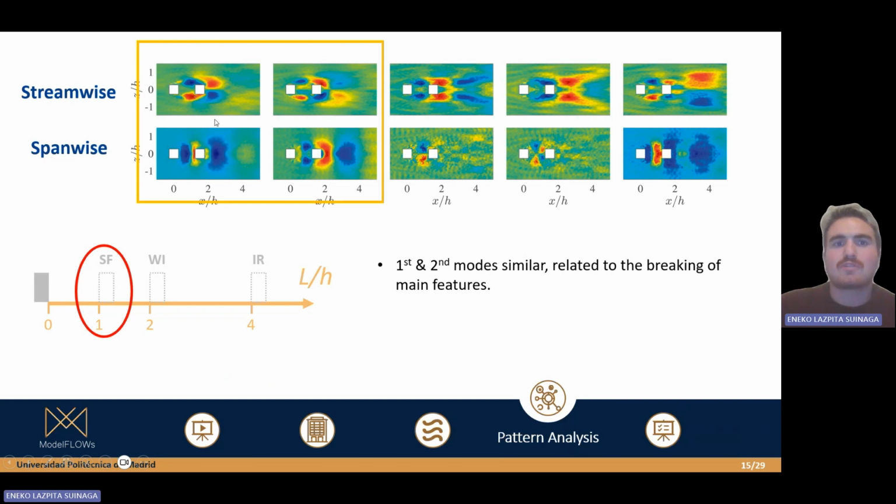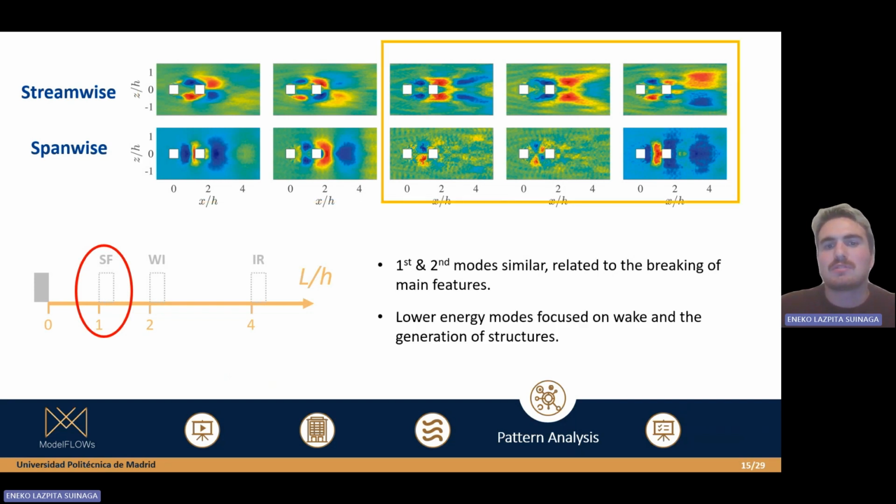If you focus on the first 2 most energetic modes, we can see that they are similar and that they are focused more on the fluctuations between both sides, and this may encourage us to say that they are related more to the breaking process of the main features, and thus these breaking mechanisms are the ones that are more energetic. And if you focus now on the lower energy modes, we can see that they are more focused on the wake and the generation of the structures. And this will also help us identify further patterns.